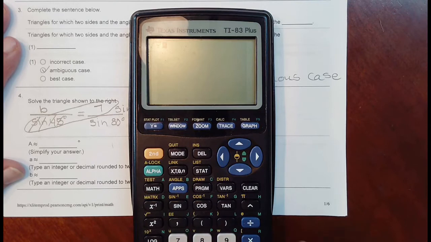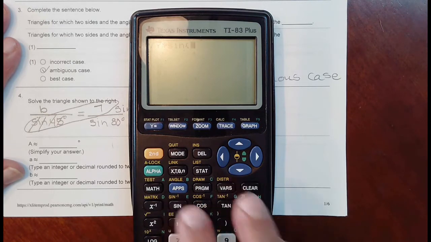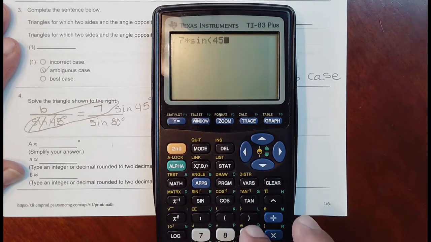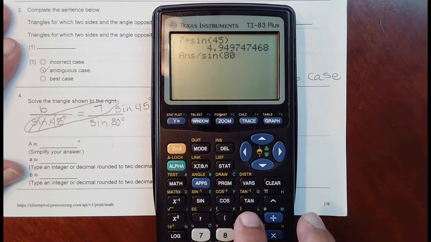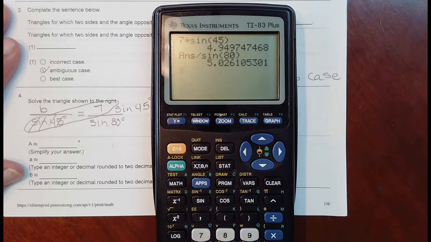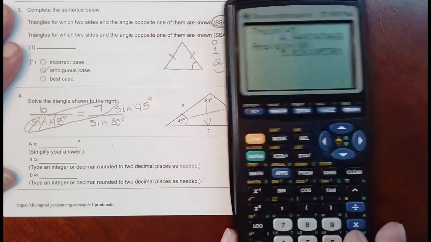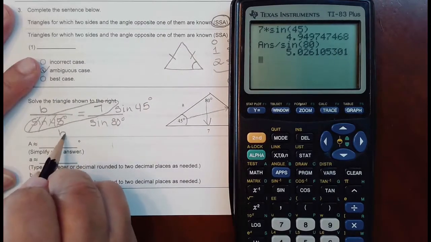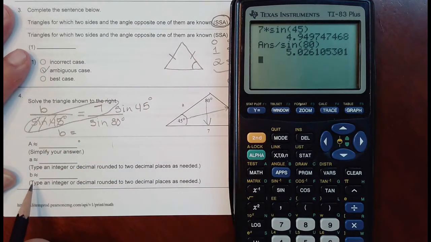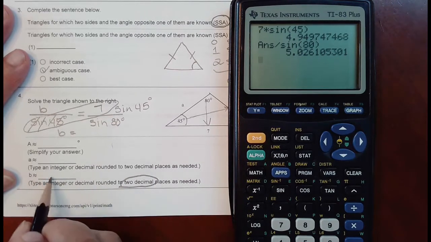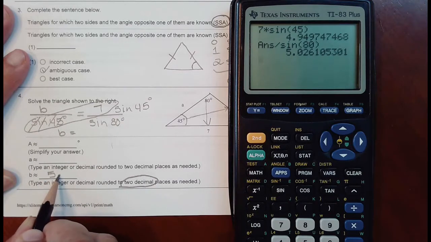Okay, so this is going to be 7 times sine of 45, close that up, divided by sine of 80, close that up, 5.026. I've been asked, this happens to be side B, and it says round to 2 decimal places. So I'm going to call this 5.03.